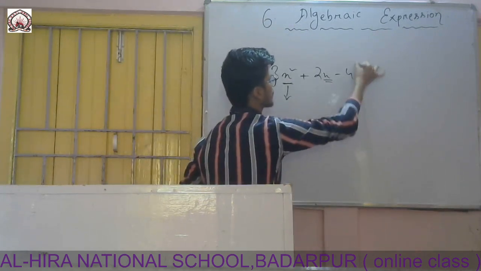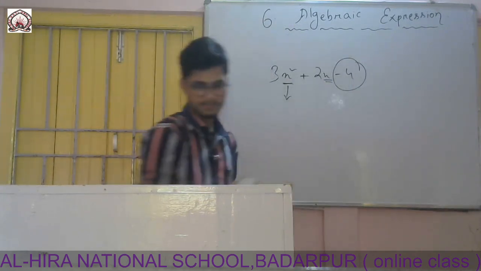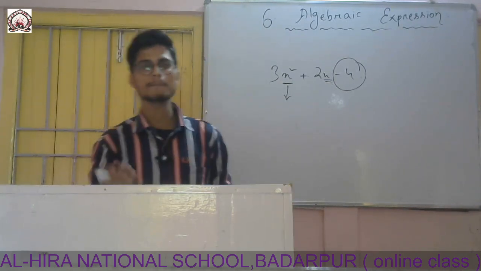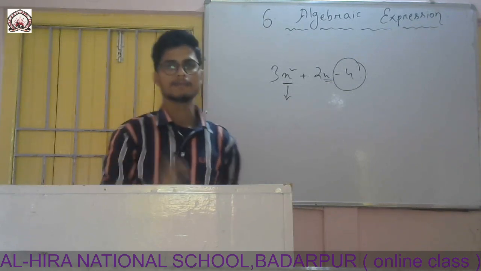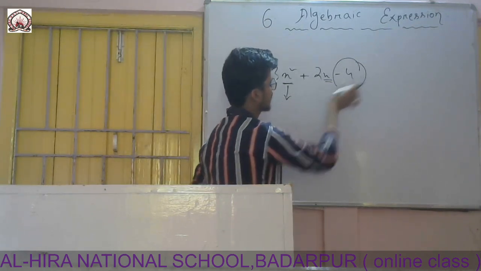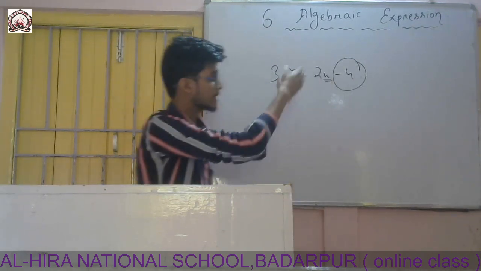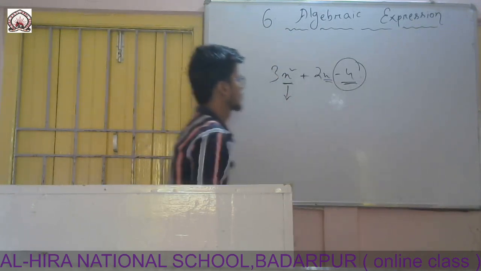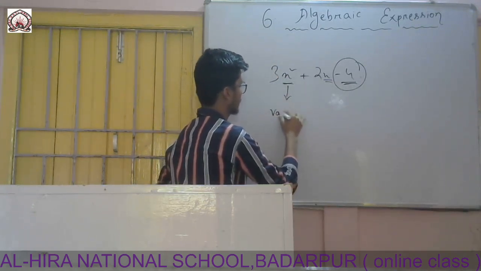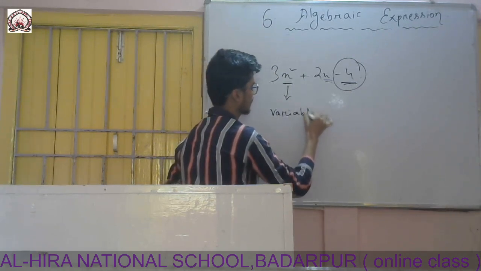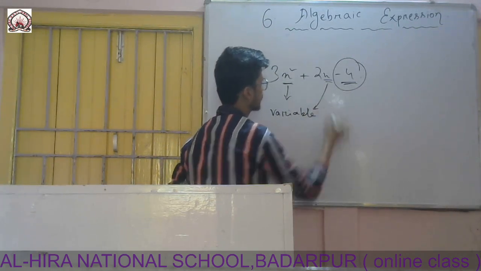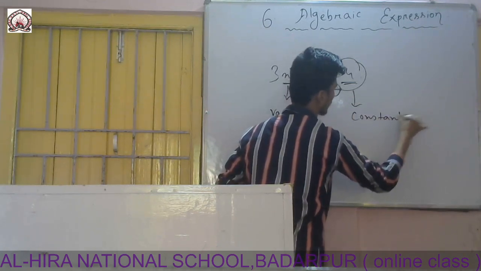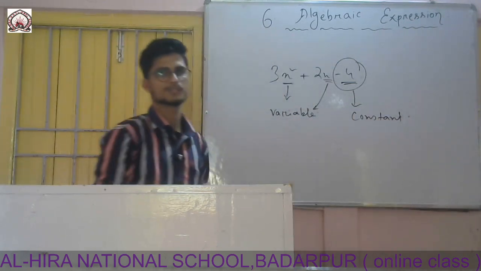So this is a variable, and this is the constant part. A constant means a symbol having a fixed numerical value. So it is fixed. In every case, we have to subtract 4. So this is a variable. This one is also a variable. This is a constant.